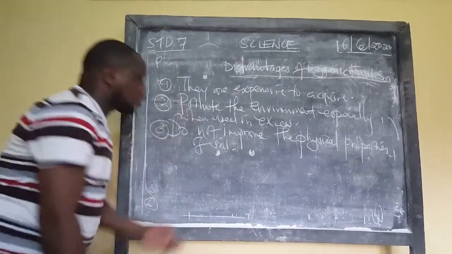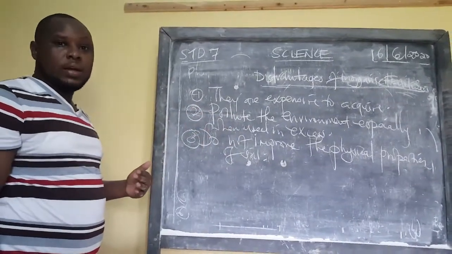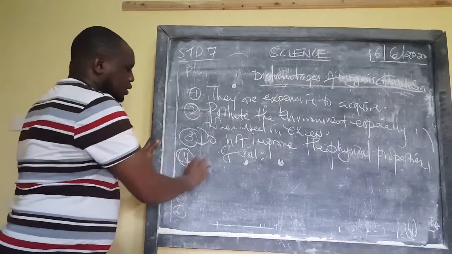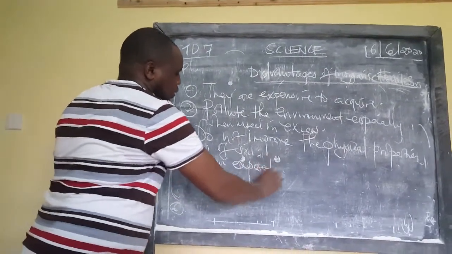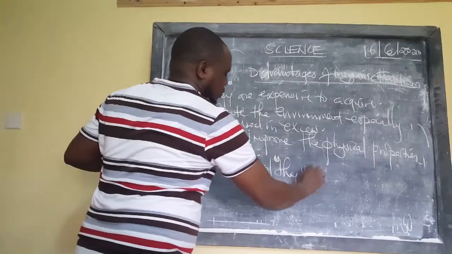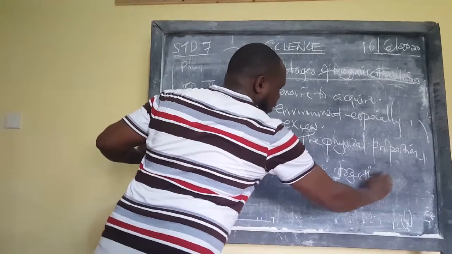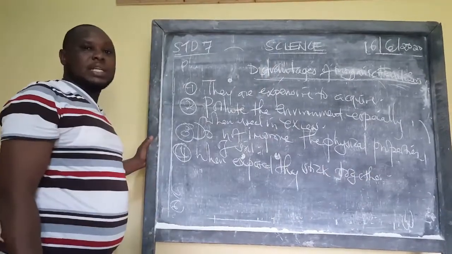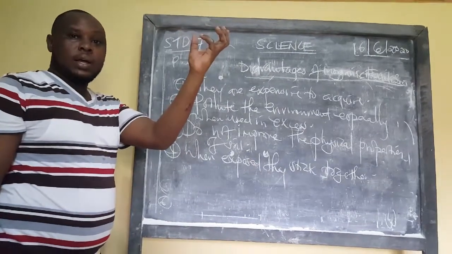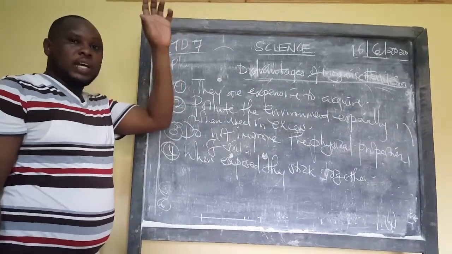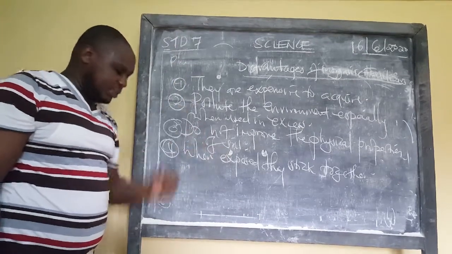Some of them, if exposed to the atmosphere, stick together. What does this mean, learner? Some of these inorganic fertilizers are able to absorb atmospheric water. Any water that is in the atmosphere, they absorb it and become sticky.